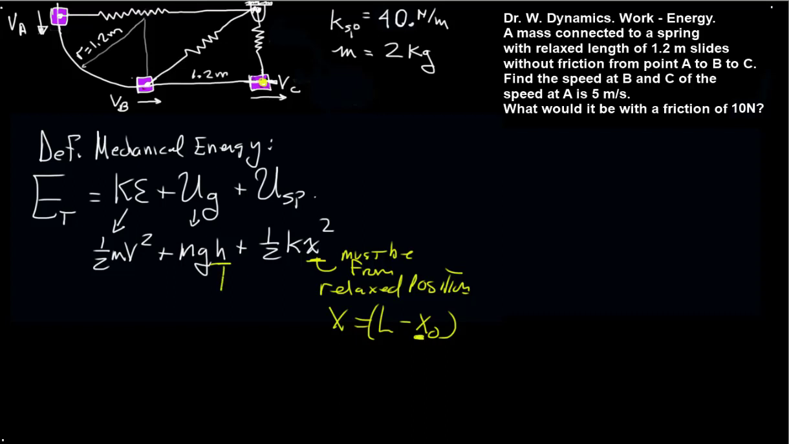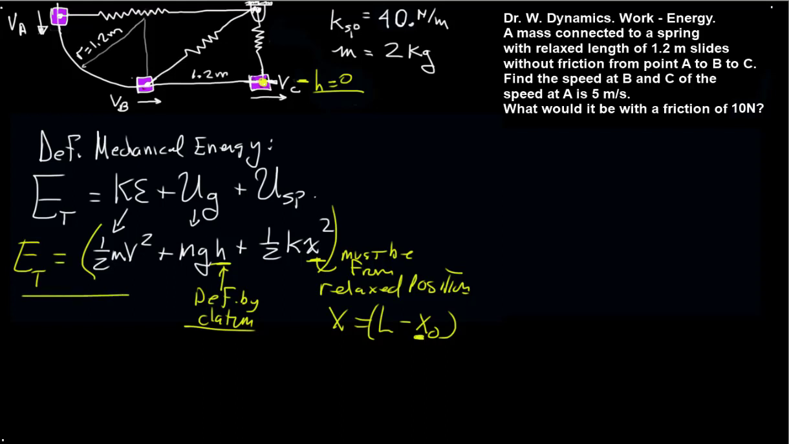And here h also needs to be defined by a datum. So we need to pick some location in the problem that logically makes sense to call height equal to 0. Looking at it, it's generally good practice to call the lowest point in the system h equal to 0. And that would be our datum. And from here, these terms all represent the total mechanical energy of a system. And we're told here that it has no friction, so for conservation of energy, we could say that the total energy at A is equal to the total mechanical energy at B, and would also equal the total mechanical energy at C.